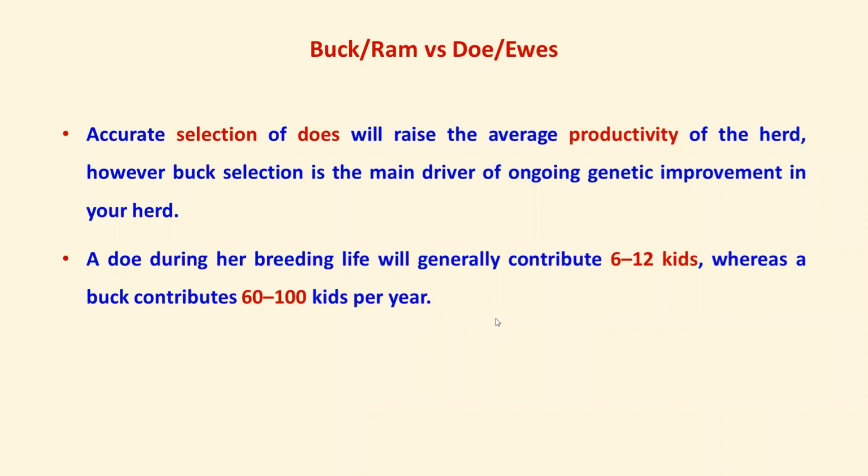We have to select the doe, the female animal, for milk production and for meat as well, but our main focus, our first preference, will be the selection of the male animal. A male animal is more than half of the herd, so this is the importance of selecting the male animal.